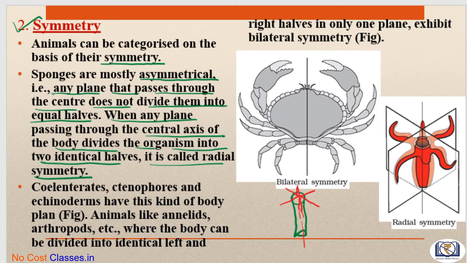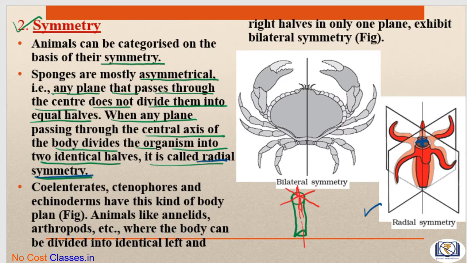this way, or any plane. Definitely I'll get two equal halves. If an organism is like this, at that point I can say that the organism is radially symmetrical, like in this case. Okay. So this is the axis point here. So if I divide like this, on this or this part, definitely we'll get two equal halves. And that kind of symmetry is called radial symmetry.